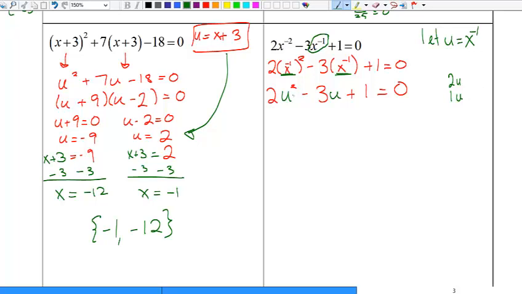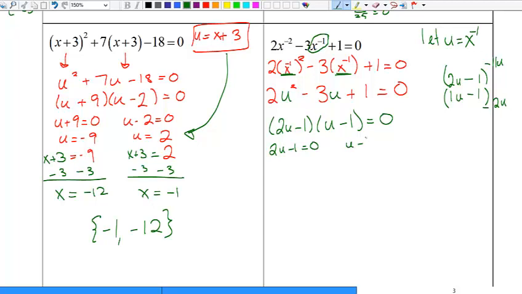The only factors of 2 are 1 and 2. The only factors of 1 are 1 and 1, so I sure hope this is the only choice that we have. So I get 1u and 2u. Can I use 1 and 2 to get to a negative 3? Sure I can, with both negatives. Two negatives multiply to a positive but add to a negative, so that works. We have 2u minus 1 and u minus 1. Set each of those factors equal to 0. So I solve and I get u equals 1/2 and u equals 1.